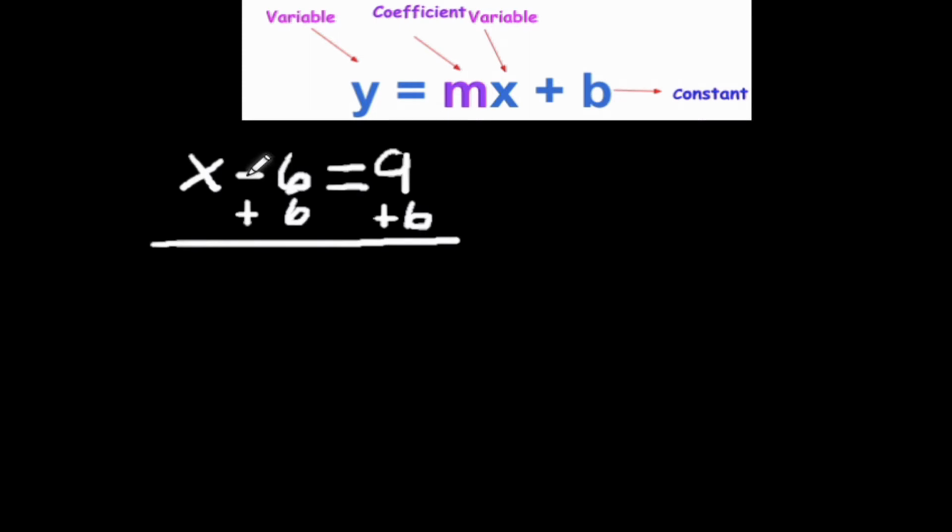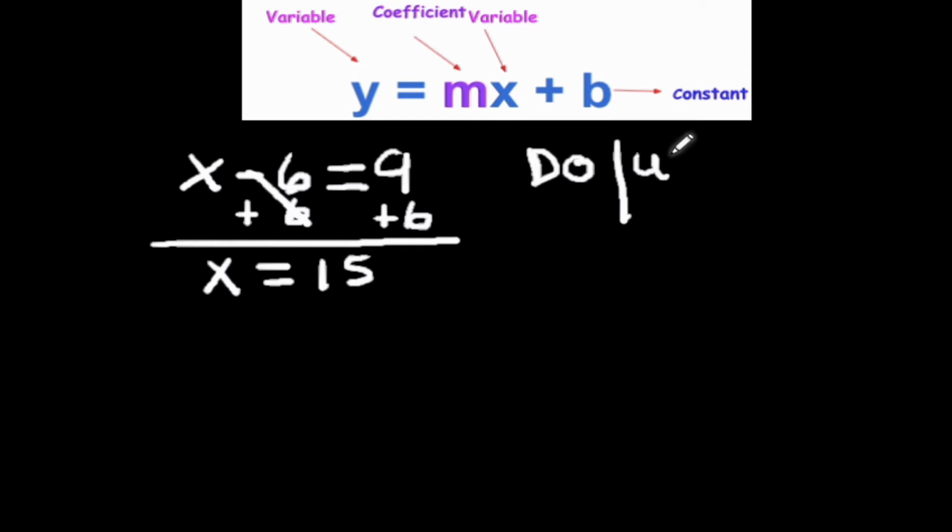Minus 6 and plus 6 cancel out because it's just 0. And so we're left with 1x. x is equal to 15. What you can also do is create a chart here, do and undo, to help you visualize what's going on. Right now in this original equation, you are subtracting 6. So to undo that operation, you have to use the opposite, or the inverse, which is addition.